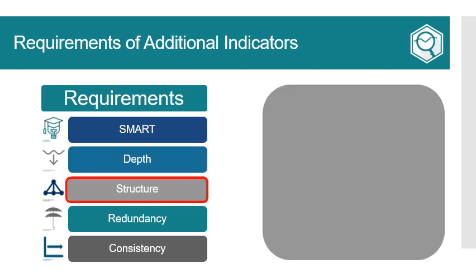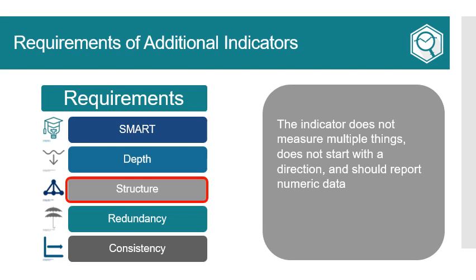Indicators should also be well structured, meaning they should not measure multiple things like participants and host families in the same indicator. They should also not include a direction, so you don't want to use increase in understanding, but rather you would want to use percentage of students that understand. Lastly, indicators should be numeric data, so you don't want to say the percentage of students that get good test results, but you do want to say the percentage of students that score above 80% on the final exam.